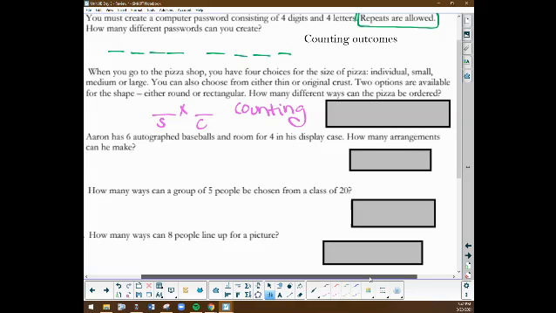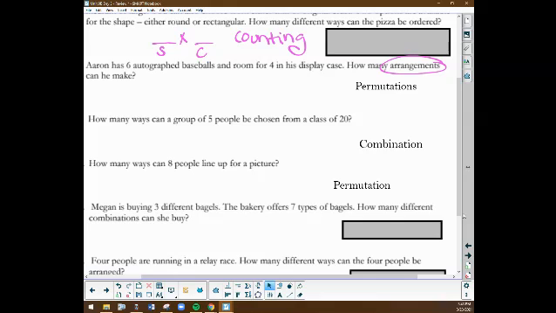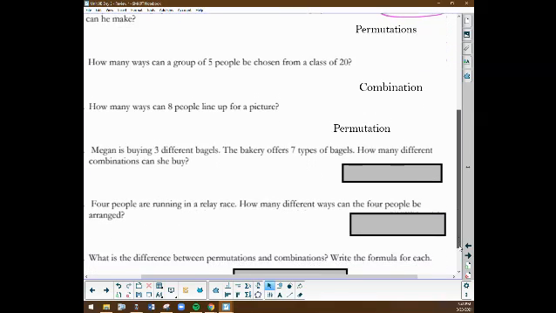Next one: Aaron has 6 autographed baseballs and room for 4 in his display case. How many arrangements? Arrangements is the key word for a permutation because the order makes a difference. I'm arranging, so it's a permutation. How many ways can a group of 5 people be chosen from a class? Well, it doesn't matter who I pick. I'm going to have a group of 5 with me, so this is a combination. How many ways can 8 people line up for a picture? Well, if I'm going first versus going 7th, that makes a difference to me, right? So that must be a permutation. The order makes a difference in that situation.